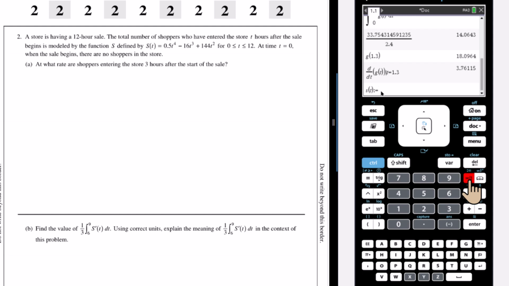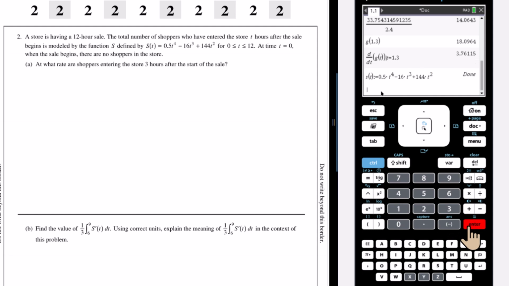Okay, so I'm going to define S of t to be 0.5 t to the 4th. Make sure you get out of the exponent, minus 16 t to the 3rd power, plus 144 t squared. And we're good. When I hit enter, it should say done. Okay, and why would I do that? Why not just find the derivative? Because we're possibly going to use that later.